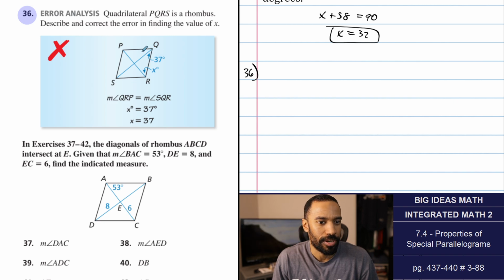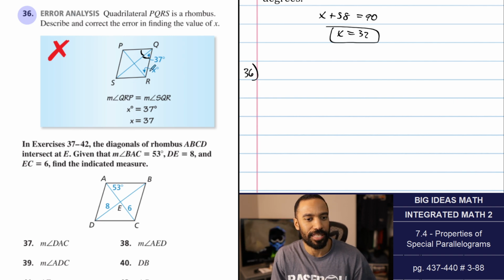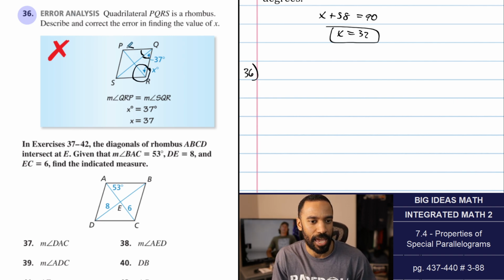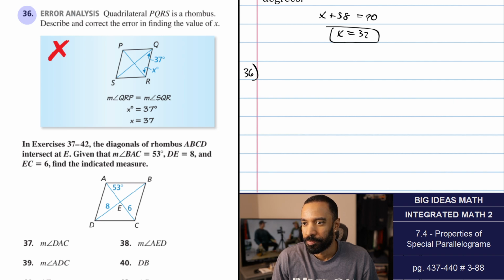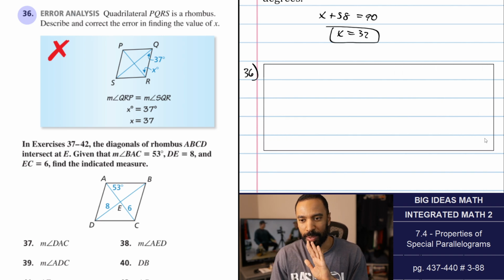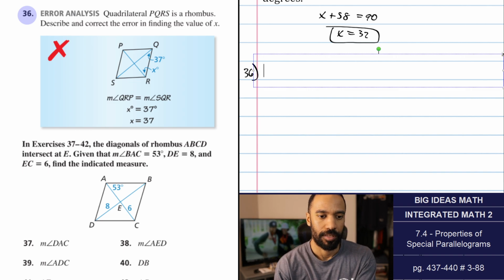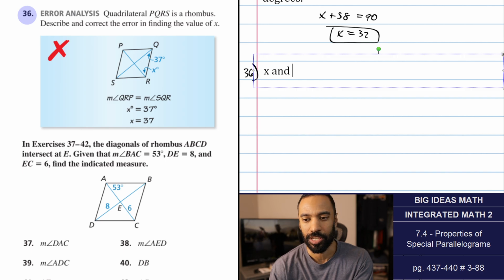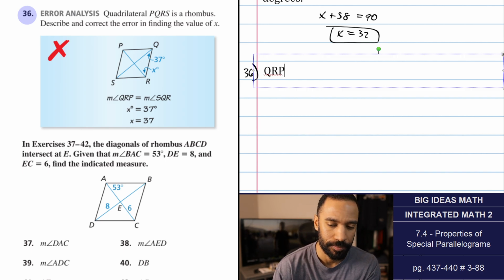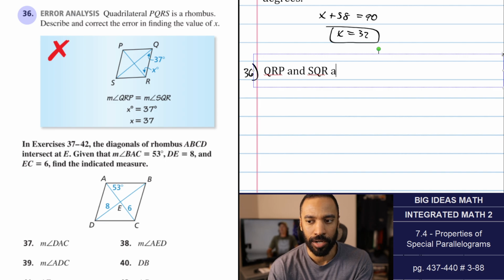So they said these are congruent. No, 37, if these would both be 37, for example. This is its own unique angle camp with these ones right here. These are opposite each other in that kind of way. So, no, it's not 37. They're just basically mismatching angles. X and 37 and the angle, let's see, QRP and SQR are non-congruent angles.